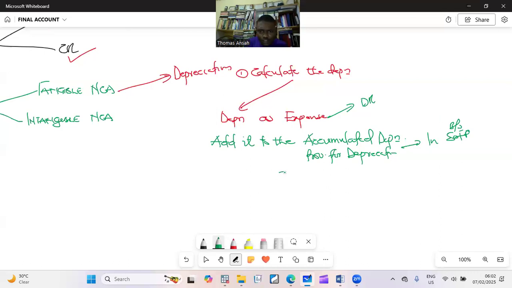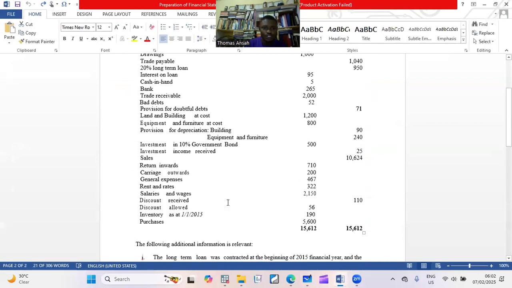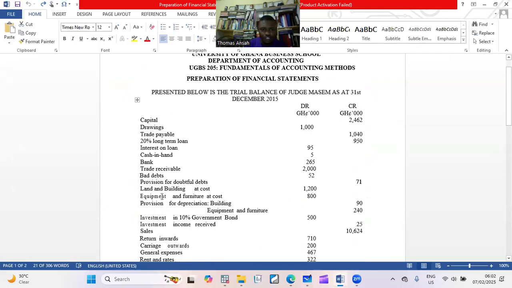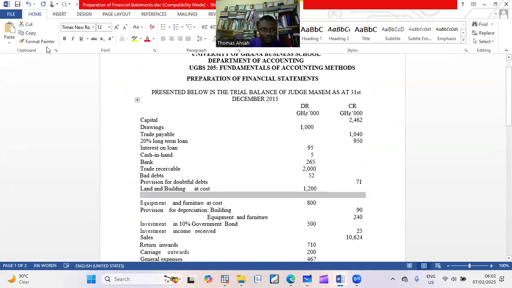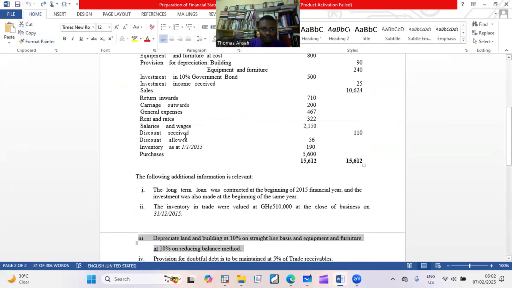So in the statement of financial position, you see cost, accumulated depreciation, then net book value. You will see it. So you will write the cost. So in the trial balance, you will be given the cost. So you will see it, the cost of the asset. In this asset, it is land and building. Have you seen that? Land and building.